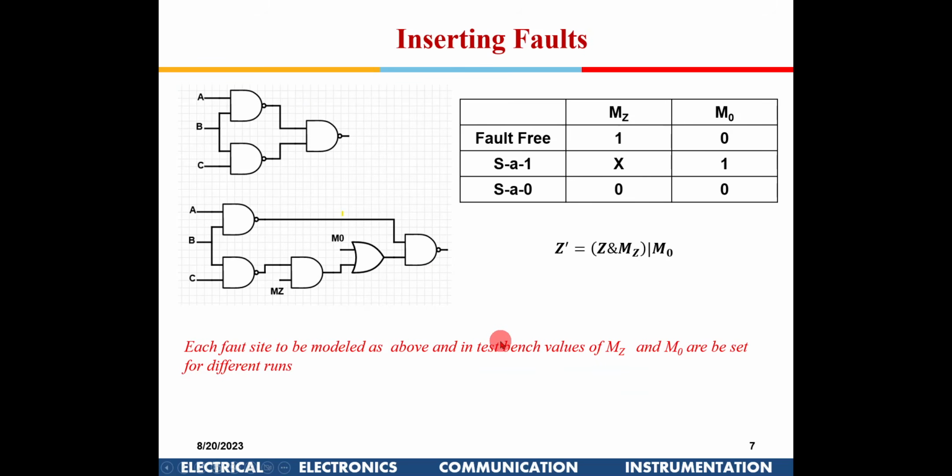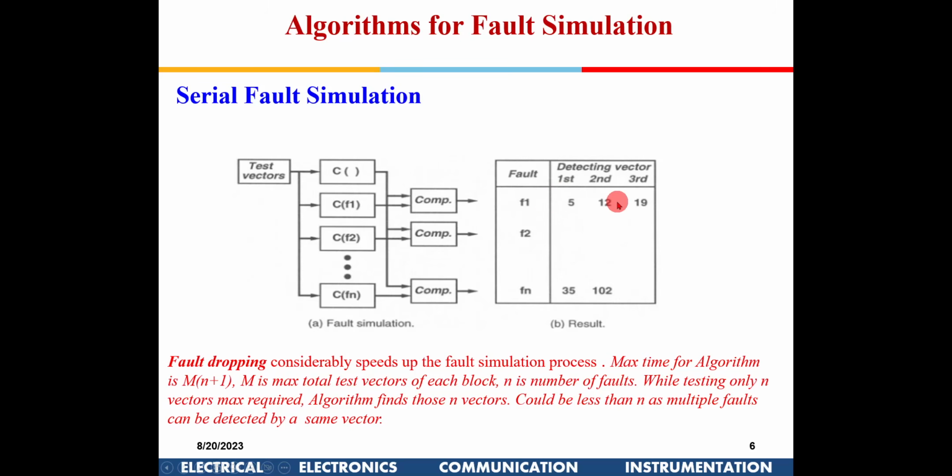Sir, can you explain that table? This table? Yeah. This is just a sample table showing that fault F1 is being detected by these vectors, and fault Fn is being detected by vectors 35 and 102.